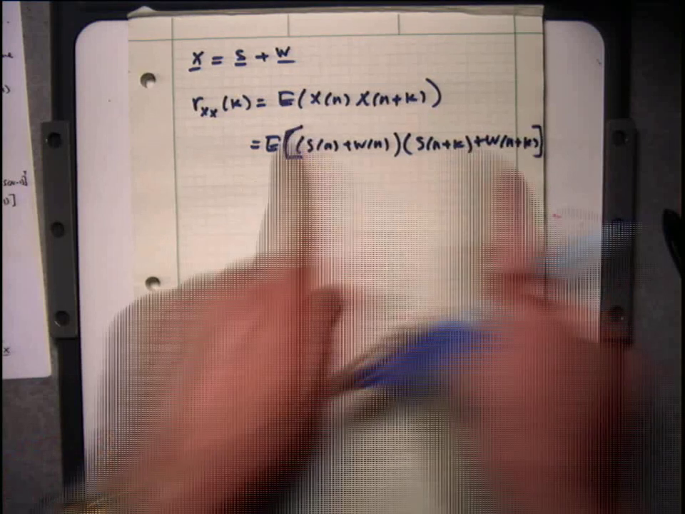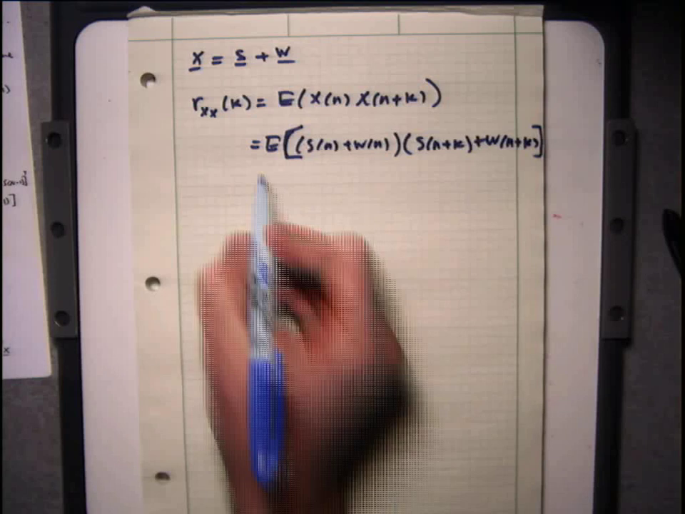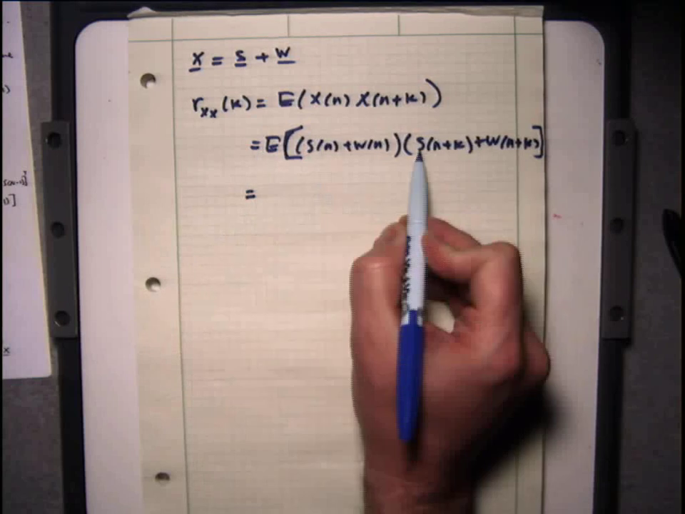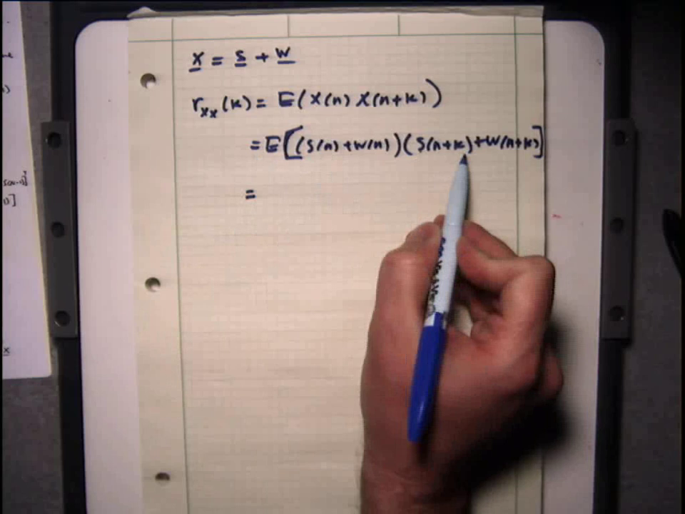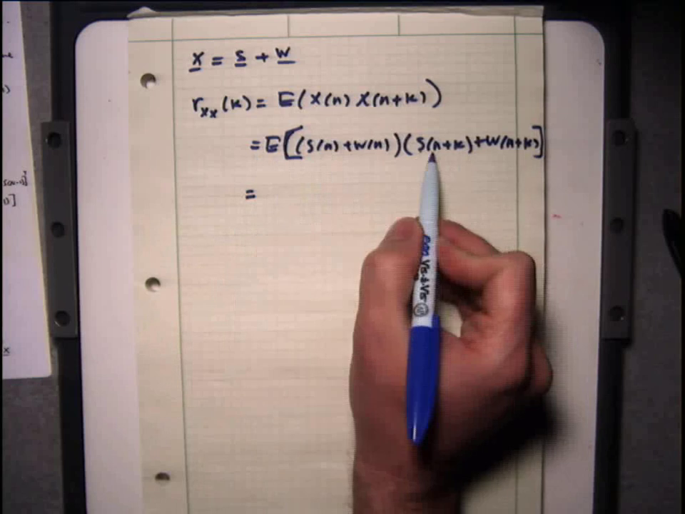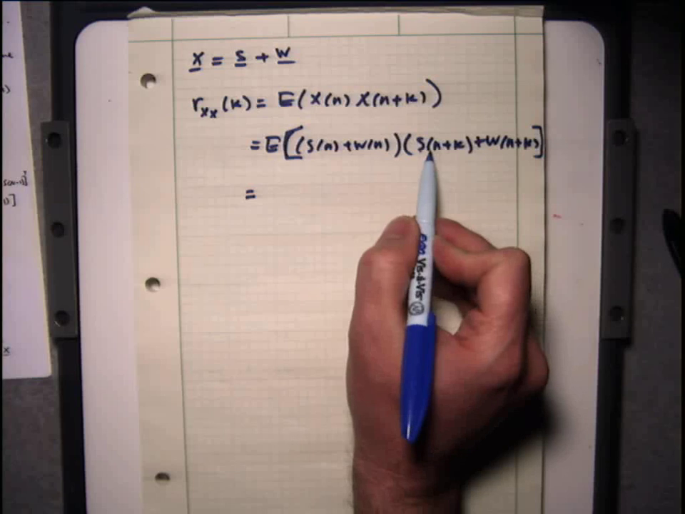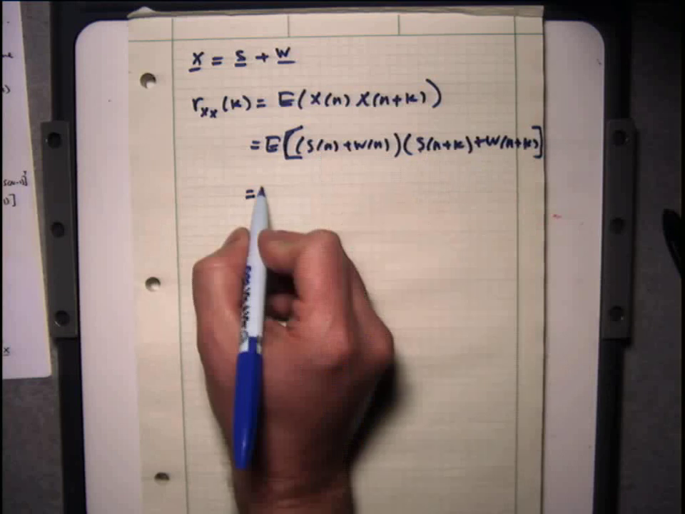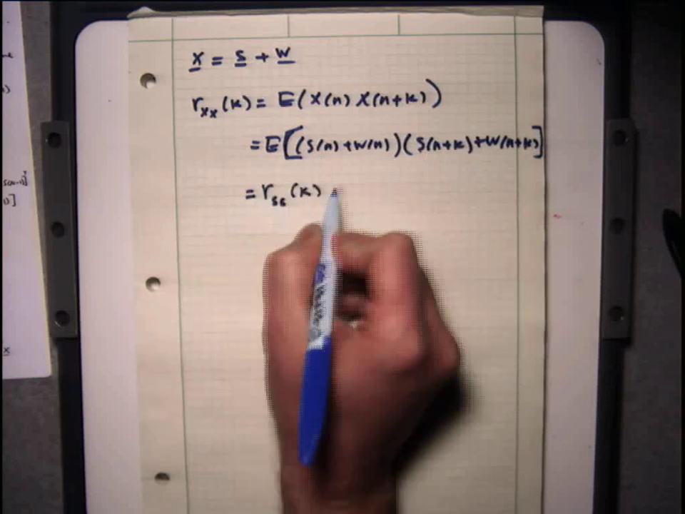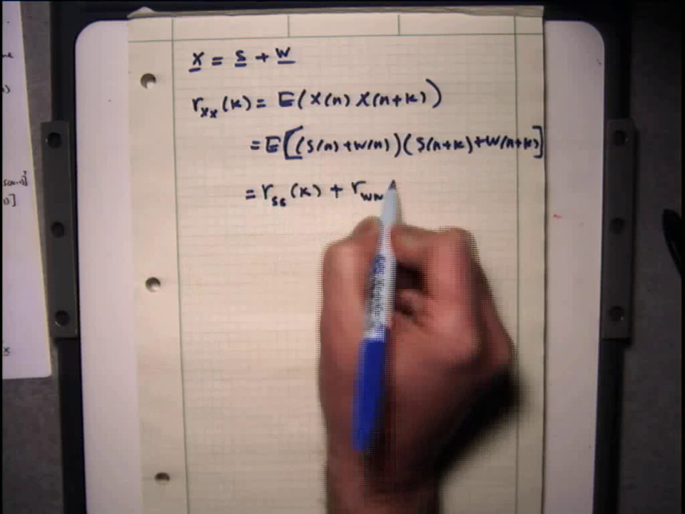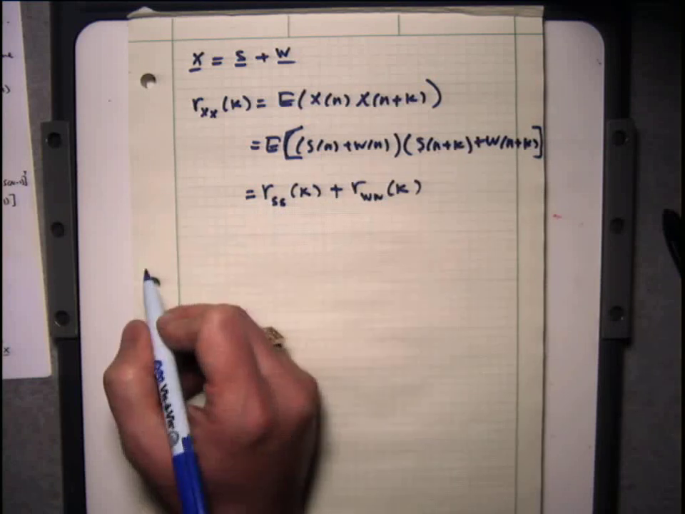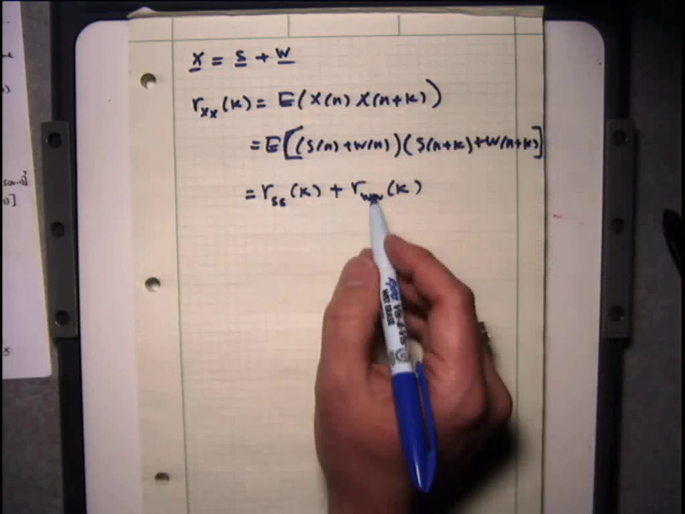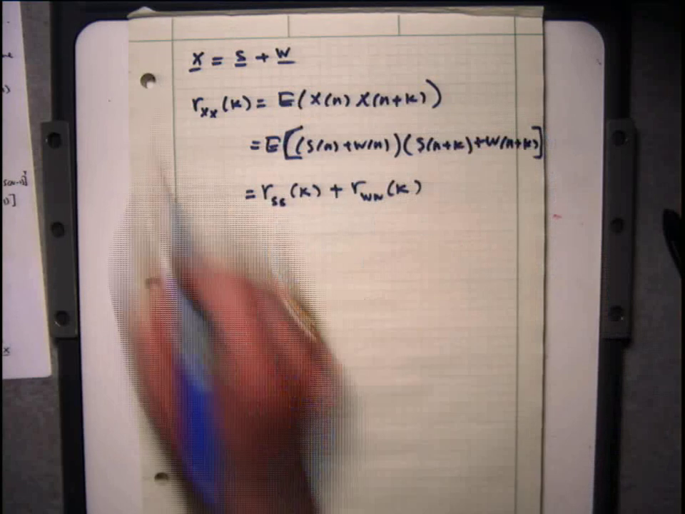Now I'm going to multiply everything through and simplify various things. And what I'm going to notice is that I'm going to have an expected value of s times s of n plus k, which is basically going to be the autocorrelation function for s. Okay? So once I simplify, this is going to be Rss of k plus Rww of k. So these are the autocorrelation functions for w and s. And I assumed that s and w were uncorrelated, so there's no cross-correlation function for w and s. Okay, so this is the way it works out.